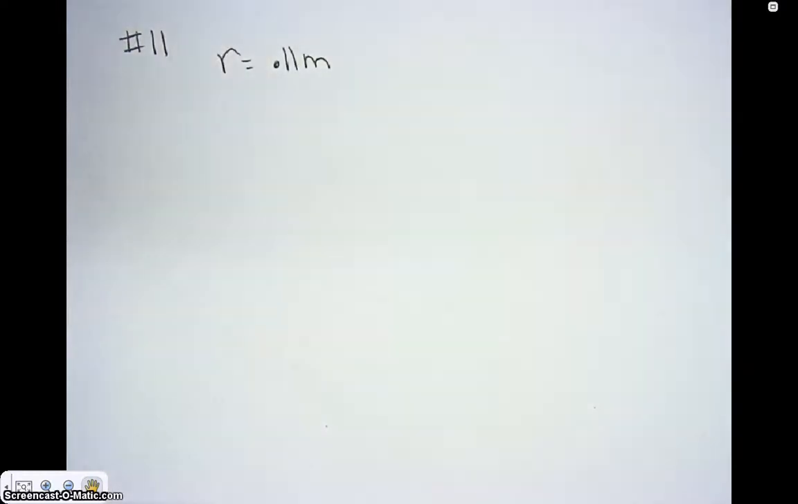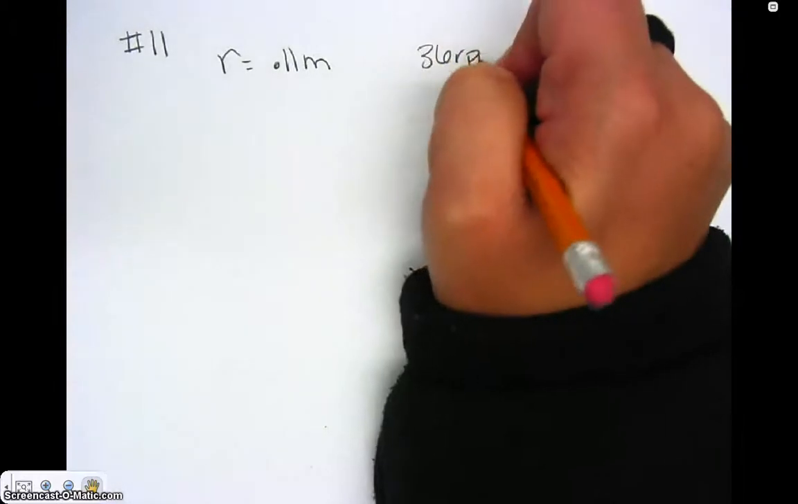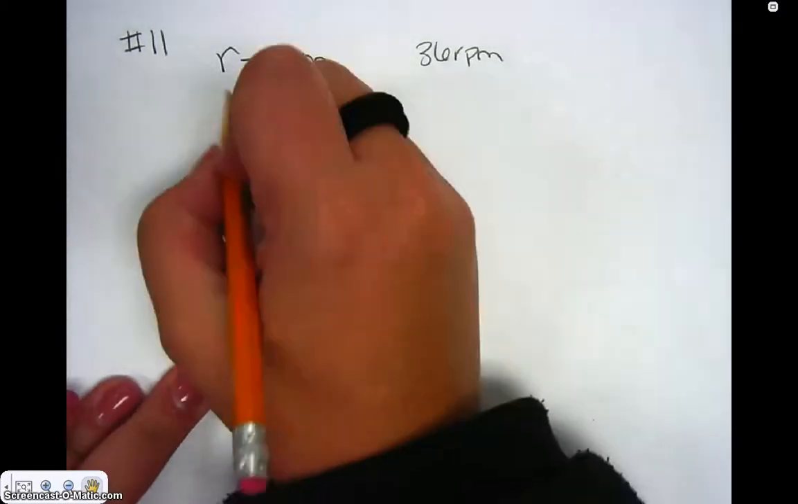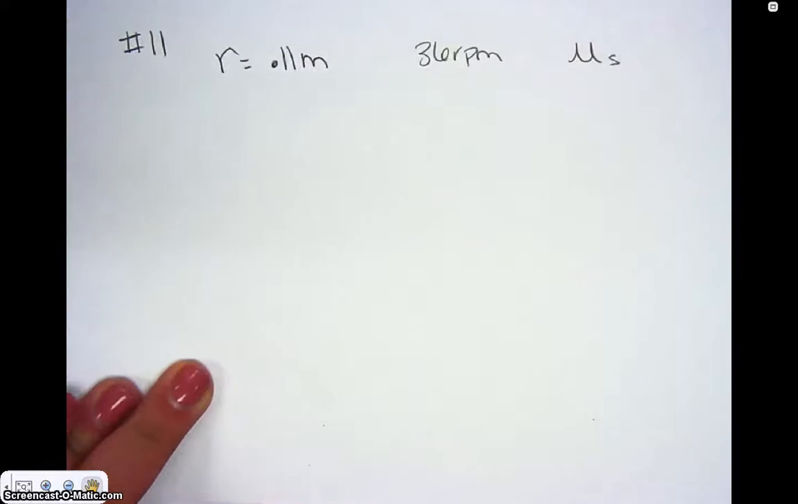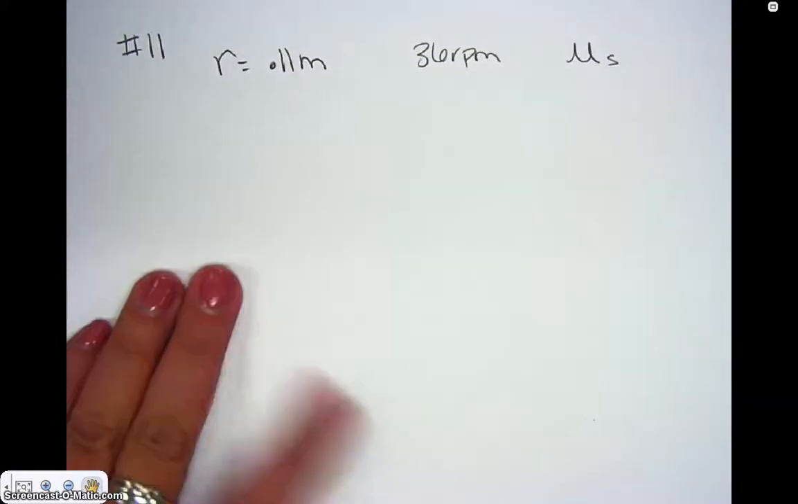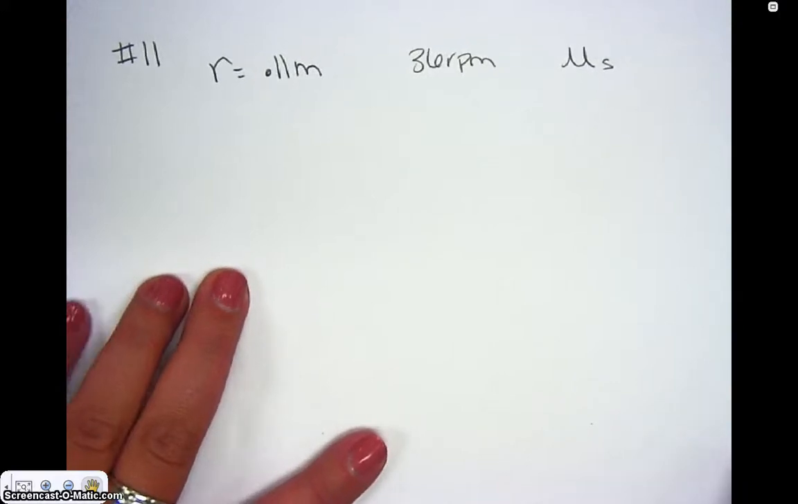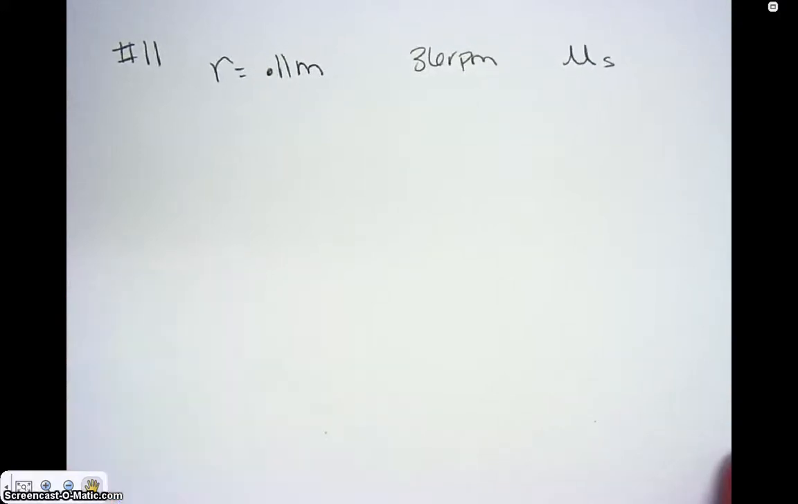When the speed of the turntable is slowly increased, the coin remains fixed on the turntable until a rate of 36 RPMs. At 36 RPMs, it starts to slip off the record. What is the coefficient of static friction for the coin? So we are asked to find the coefficient of static friction. We're not given a lot of information here, but with just this small amount of information, we can solve this problem.